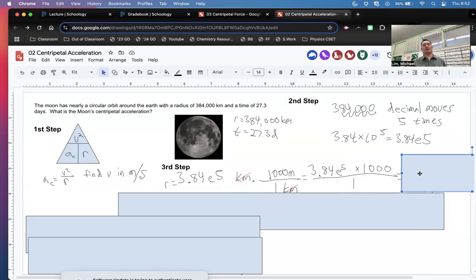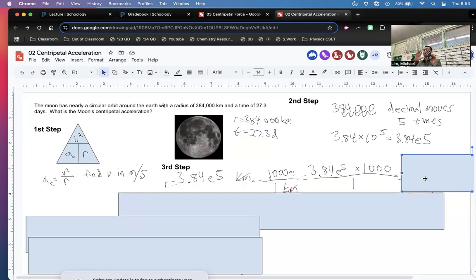I'm going to choose a student to put this in the calculator. What do you call when things multiply to each other? Sum is add, quotients divide, product. What's the product? So Natalie, grab a calculator. You should already have 3.84 E5 in there. Just hit times 1,000, and you should get the answer with exponents. What do you get? Ten to the eighth. Okay.